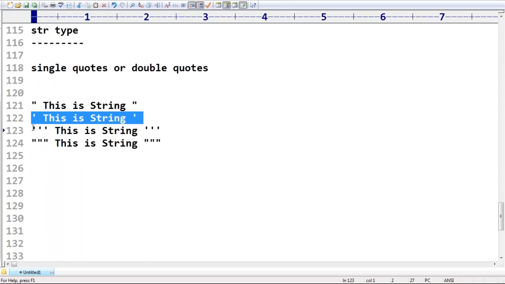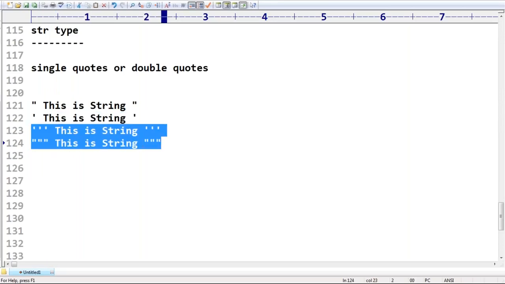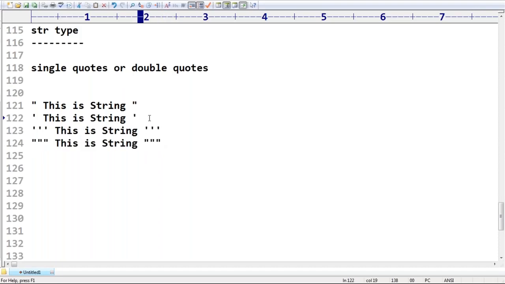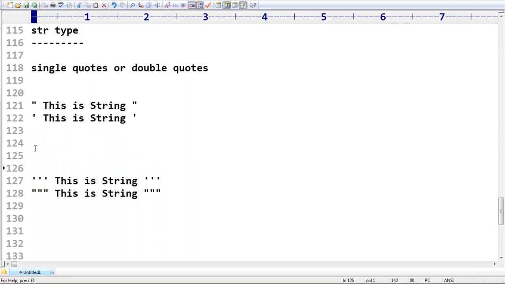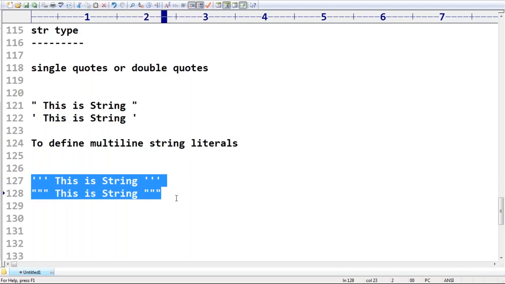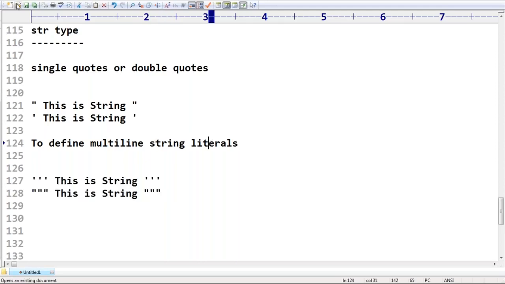Next, in a very special case we require triple quotes: to define multi-line string literals. If you want to do that, then we should go for this approach. Immediately you may ask, sir, what is the meaning of a multi-line string literal? Have a look once, sir.